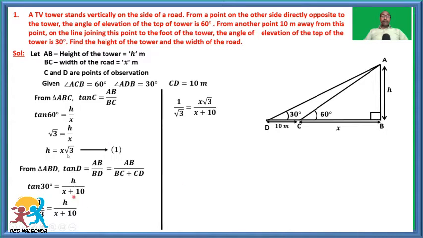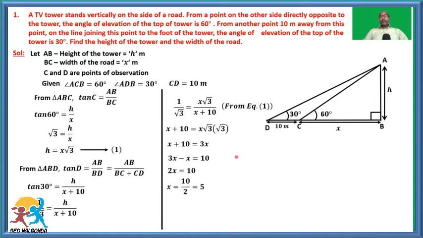we have H is equal to X root 3 from equation 1. So from equation 1, we have written H is equal to X root 3. Now, by simplifying, we get X plus 10 is equal to X root 3 into root 3. That is 3x. X plus 10 is equal to 3x. And from this, we can write 3x minus x is equal to 10. So that 2x equal to 10. So x is equal to 10 by 2, which is equal to 5. So we got the width of the road.